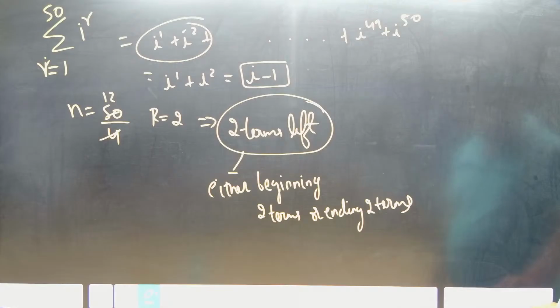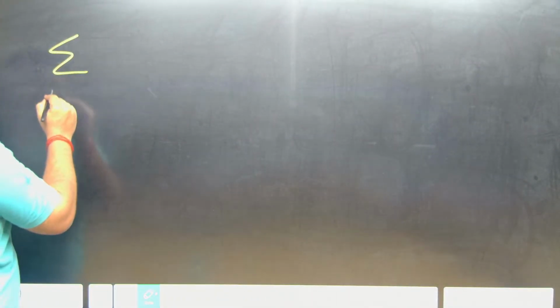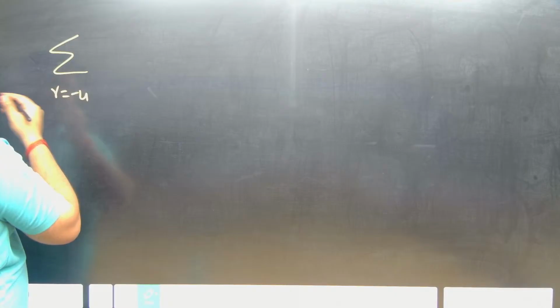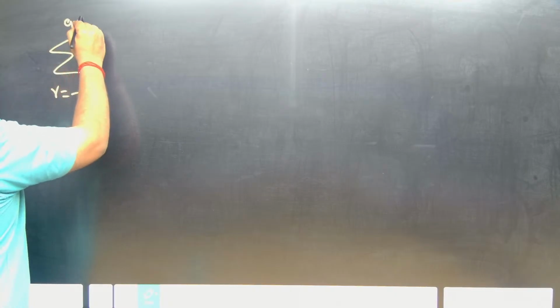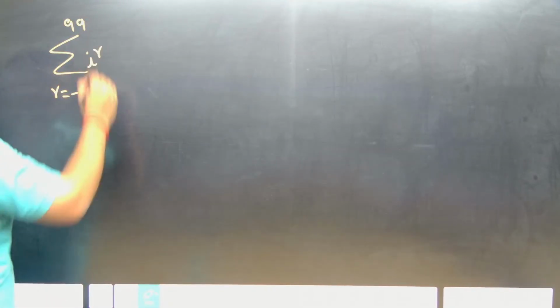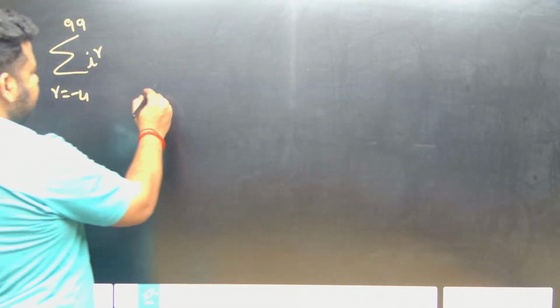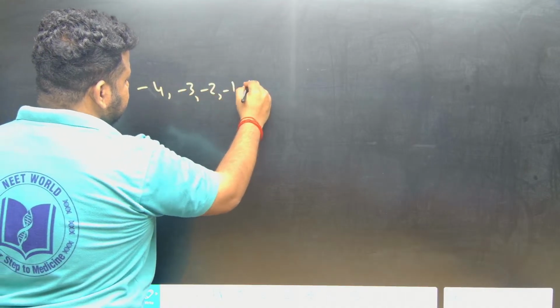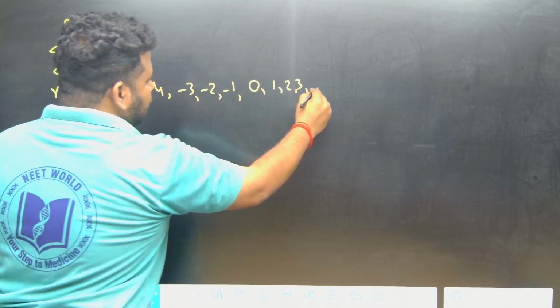Now suppose n you are getting 50, then fine. Suppose we take one more question. Suppose it is given like this, summation, they have given r is from minus 4 to 99, i power r is given. Now how to do this question? The numbers you will have are minus 4, minus 3, minus 2, minus 1, 0, 1, 2, 3. It will go on up till 99.